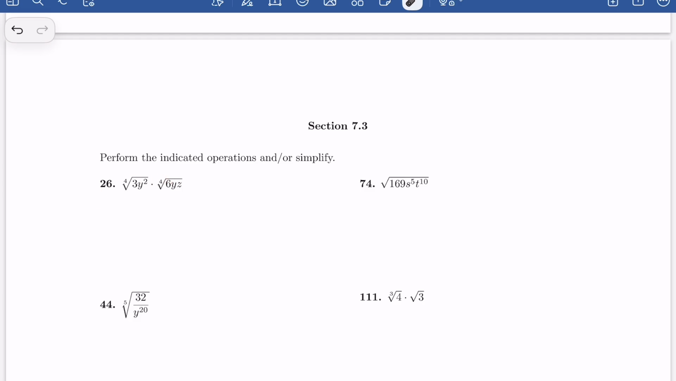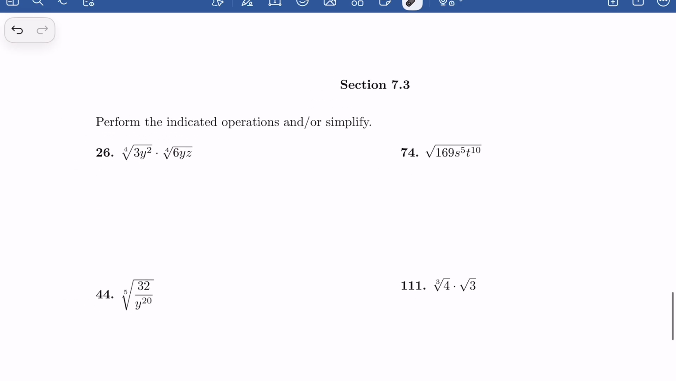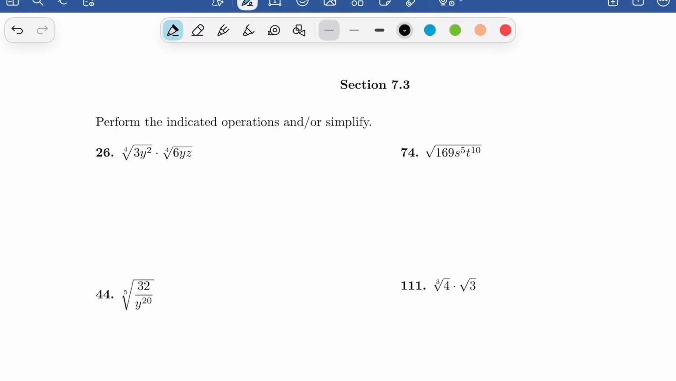For 26 here, we're taking the product of two fourth roots here. So what we're going to use in this case is the product rule. And it says the product of two nth roots is the nth root of that product. So what this means is if we're multiplying two radicals that have the same index here, and in this case 4, what we can do is go ahead and multiply everything under them and then take that entire product under that same radical. So what I mean is, since we're multiplying two fourth roots together, we're going to put this product under a fourth root.